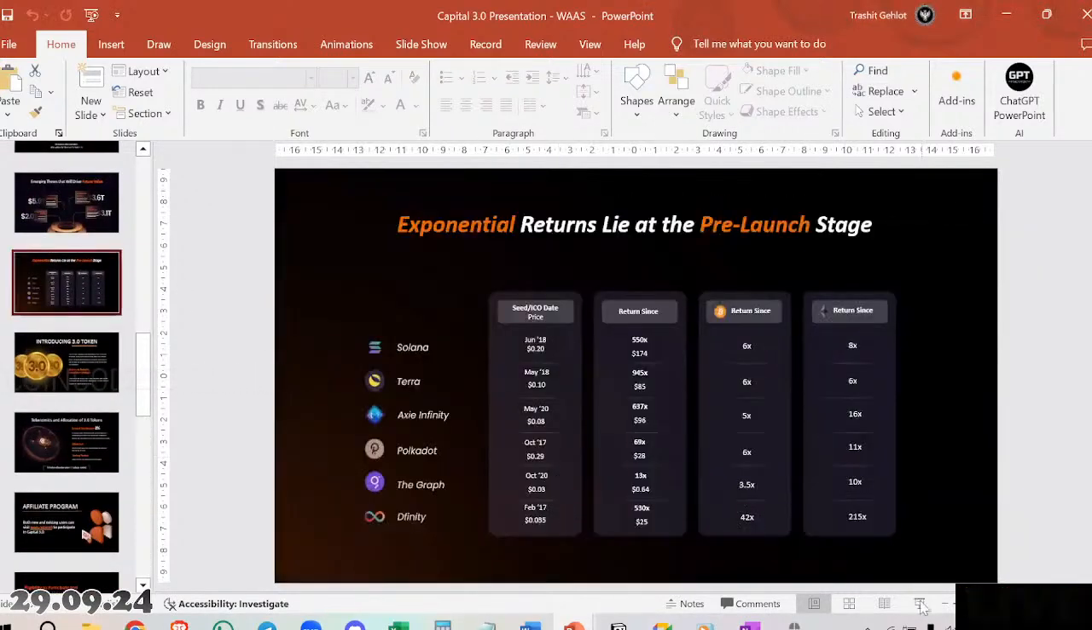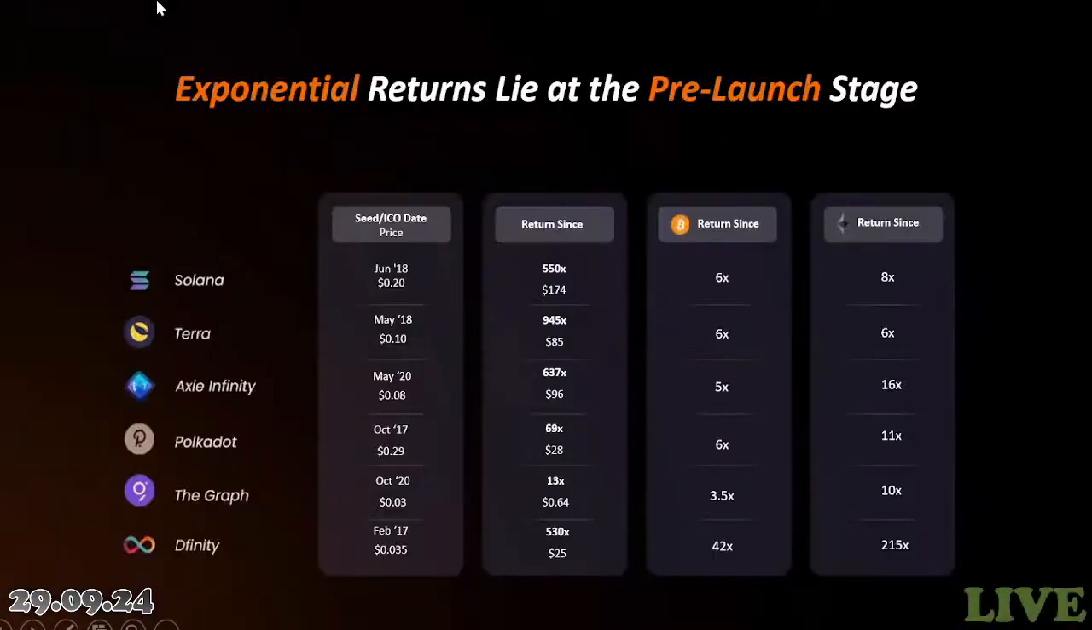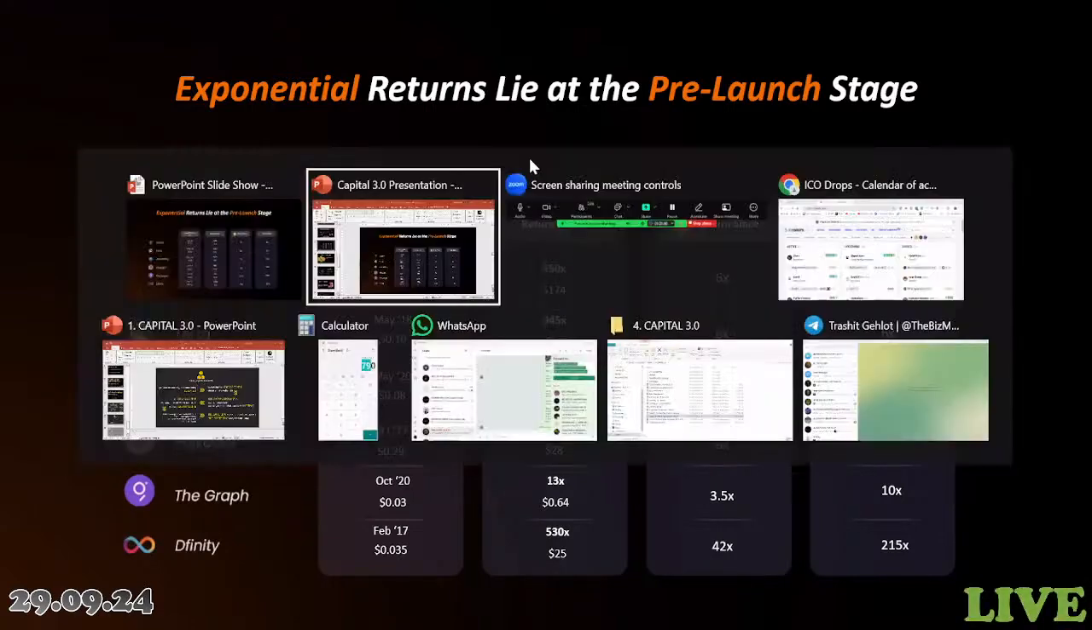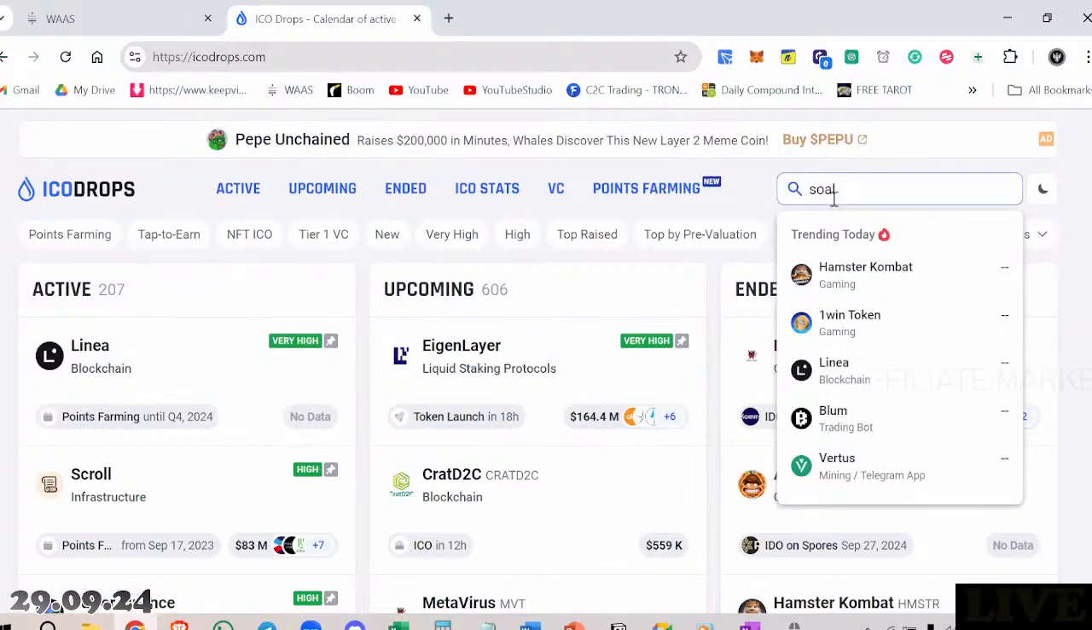All right. Do you see this? It has been listed over here. This is Solana and June 18, $0.20, right? I'll show you with proofs. Okay, so icodrops.com, we search Solana over here.